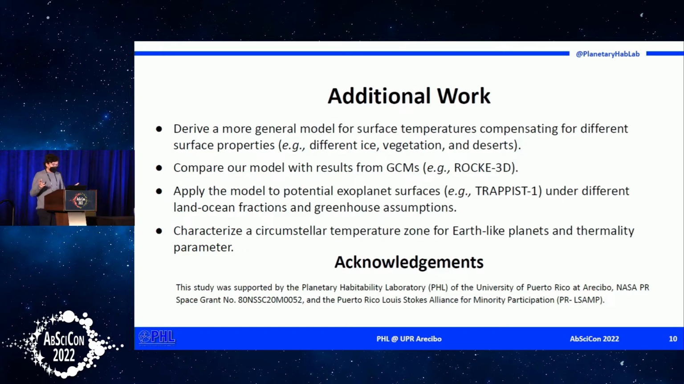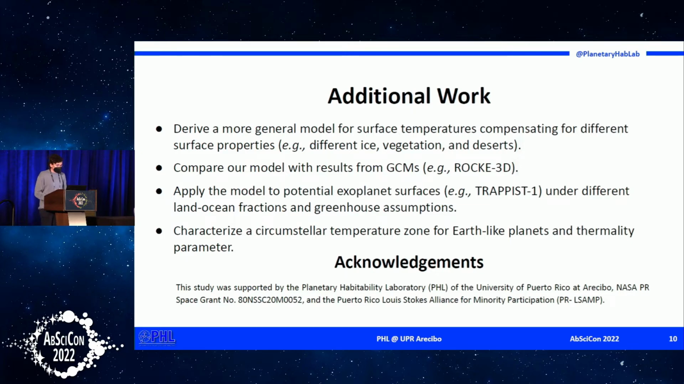For additional work, we want to derive a more complete model for the albedo that could include all of the different surfaces, compensating for different surface properties, for example, ice, vegetation, and even deserts. That's important because different exoplanets will have different types of surfaces. We also want to compare our model with results from GCMs, for example, ROCKE-3D. We want to apply our model to potential exoplanet surfaces, such as TRAPPIST-1, of which I already presented some of the results that we have so far, but we want to improve that and test different conditions for those planets.